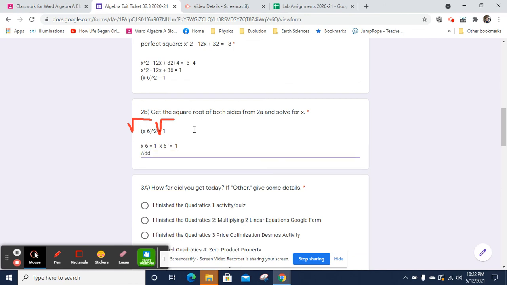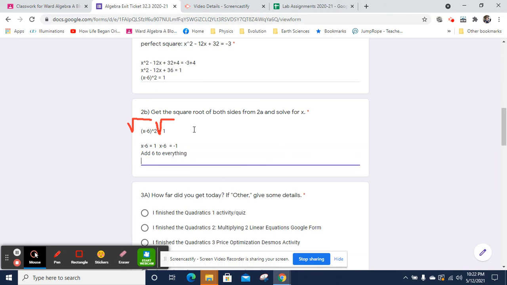So we add 6 to everything so we can make it all just x. So x minus 6 becomes x. 1 plus 6 is 7. X minus 6 becomes x. -1 plus 6 is 5. And those are your solutions.